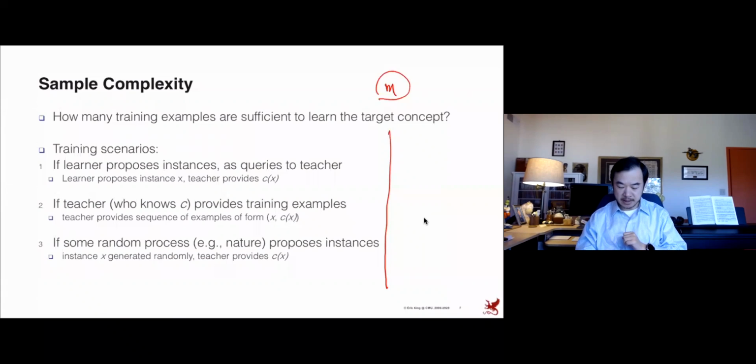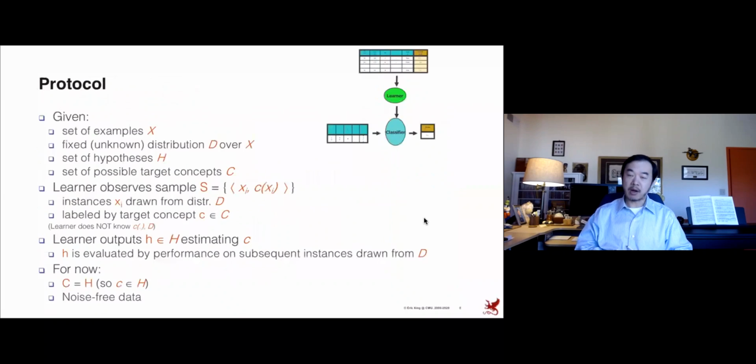We just basically say that we have examples, as a training data set. We are going to ignore, for now, the implications of these different scenarios. That makes the problem a little bit easier to analyze. Okay, so here is the protocol. It's going to be very standardized.